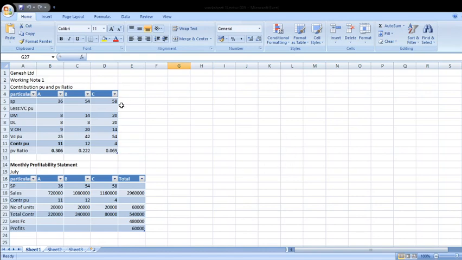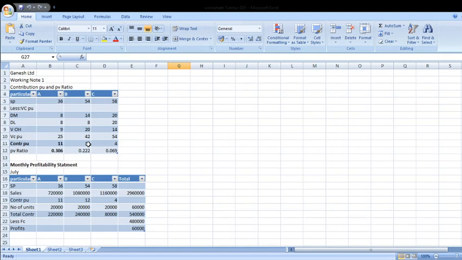Which is 14, 8 and 20. Please compute the variable cost, the total variable cost and PV ratio. So how much have you got? Are you getting a contribution of 12? Just have a look at the solution.